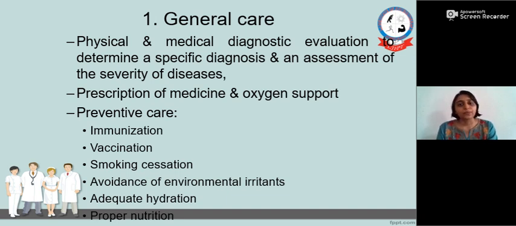One is general care. All these patients must undergo all 6 components. Physical and medical diagnostic evaluation to determine a specific diagnosis and assessment of the severity of the disease has already been done. Now prescription of medicine and oxygen support should be given. For prevention, there should be immunization, vaccination, smoking cessation, and avoidance of environmental irritants like a foggy atmosphere. The patient should avoid going to that kind of atmosphere. Then adequate hydration and proper nutrition should be there.